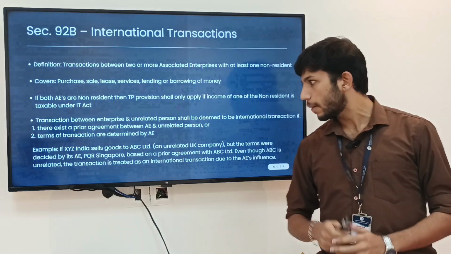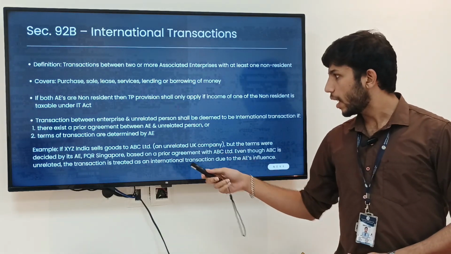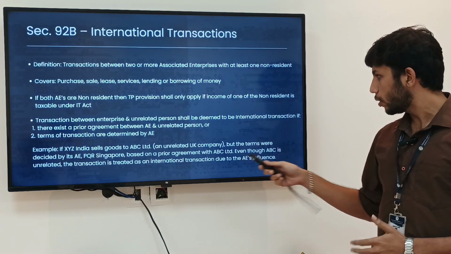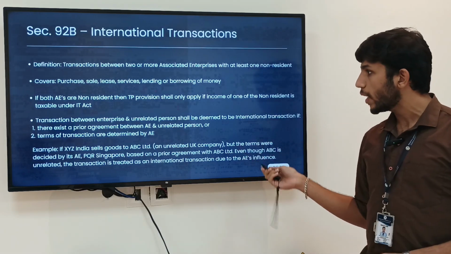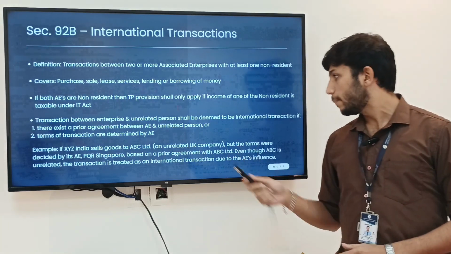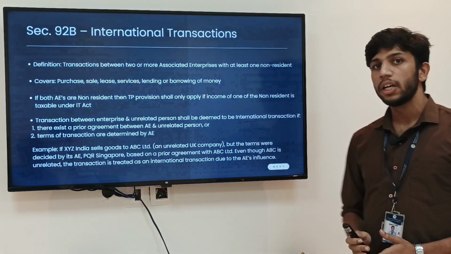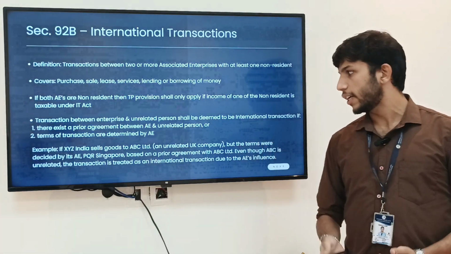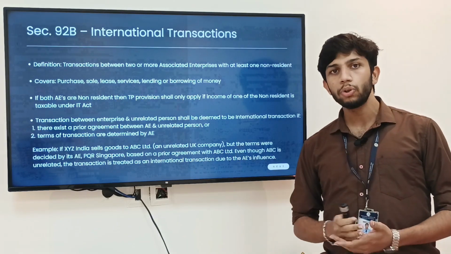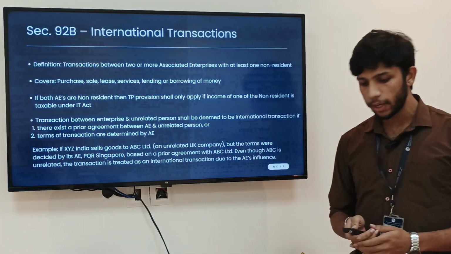So let us take an example. If XYZ India sells goods to ABC Limited, an unrelated UK company, but the terms were decided by its associated enterprise, that is PQ of Singapore, based on a prior agreement with ABC, then even though ABC is an unrelated party, the transaction is treated as an international transaction due to the influence of the associated enterprise.